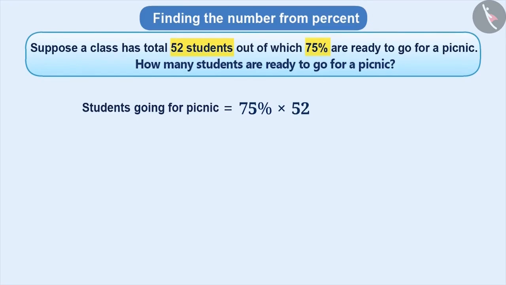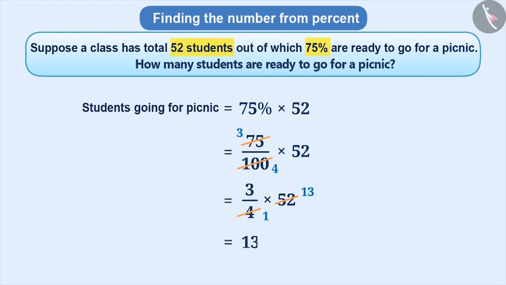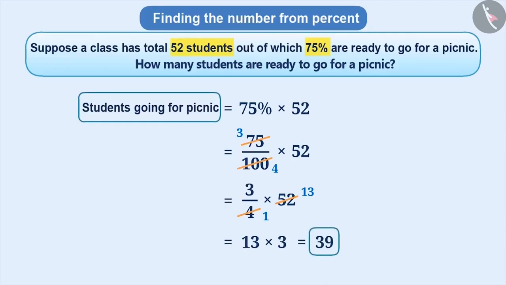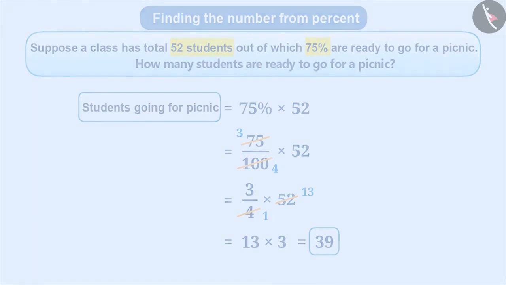In order to do this, we express 75% in the form of a fraction, which is 75 by 100. If we simplify 75 by 100, we get the fraction 3 by 4. Now, we multiply 3 by 4 by 52. Here we can divide 52 by 4, whose result is 13. Then, we multiply 13 by 3 to get 39. Therefore, the number of students ready to go for the picnic is 39.